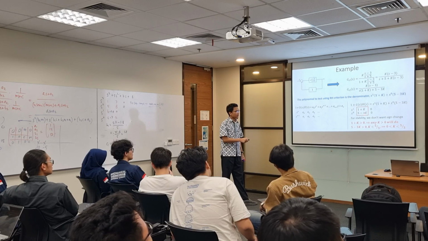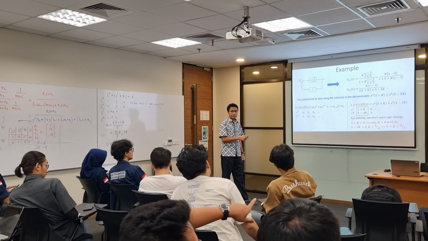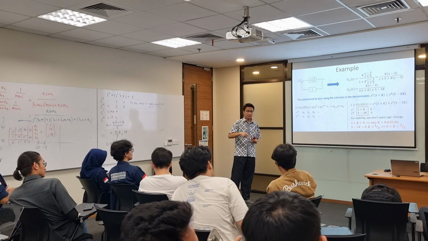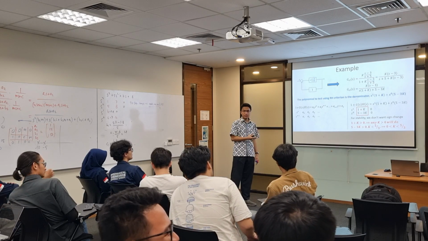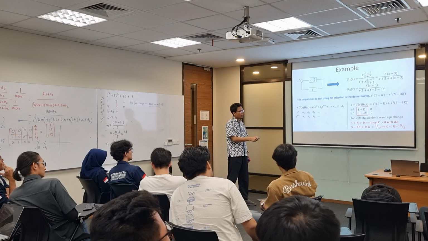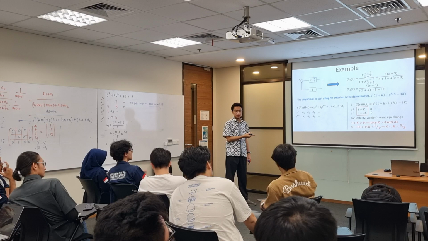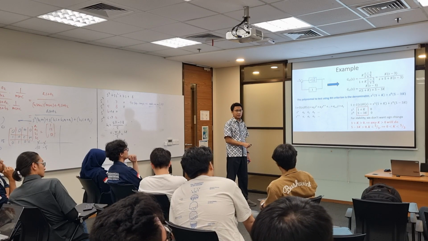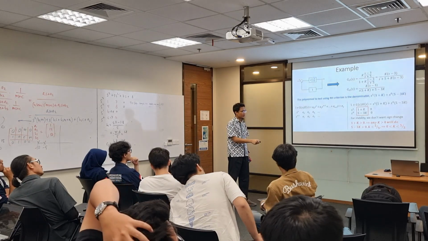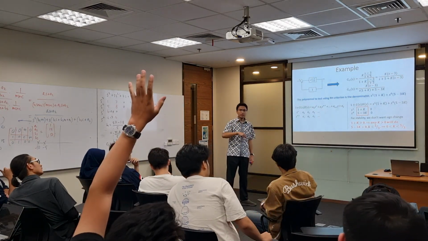So for the first element, 1 plus k must be positive, because k is positive. The first element must be positive. And then the second element, how to make it positive? The k must be less than 5/3. So the final result is that k must be between 0 and 5/3.